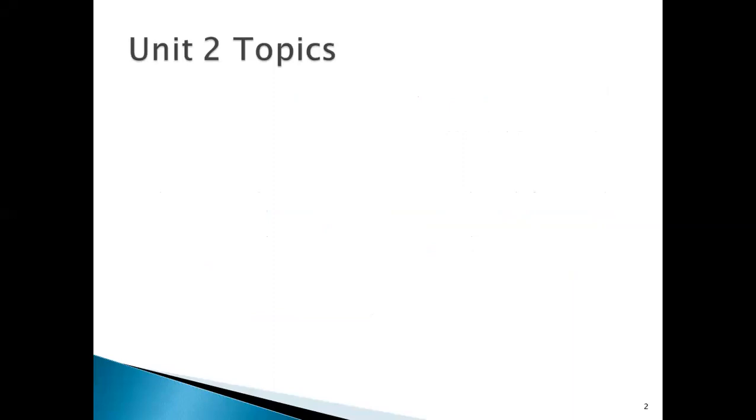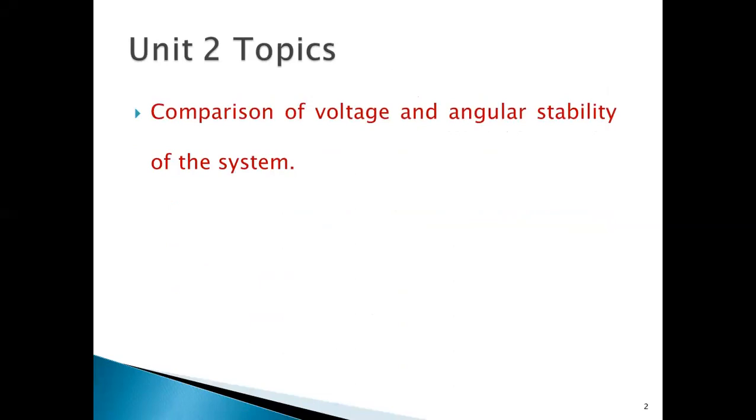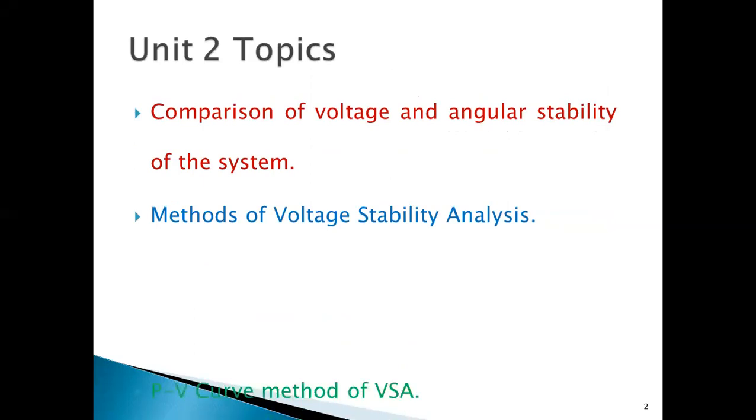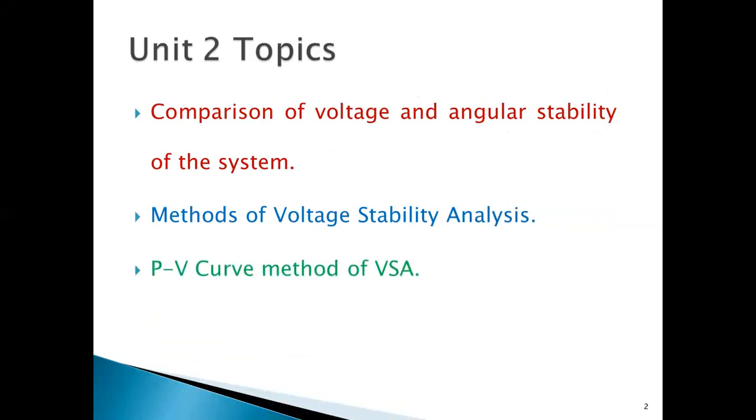The topics of Unit 2 are listed below. Comparison of voltage and angular stability of the power system. Methods of voltage stability analysis. PV curve method of voltage stability analysis. And QV method of voltage stability analysis. In this video, I'll be discussing the first two topics, that is the difference between voltage and angular stability and the methods of voltage stability analysis.